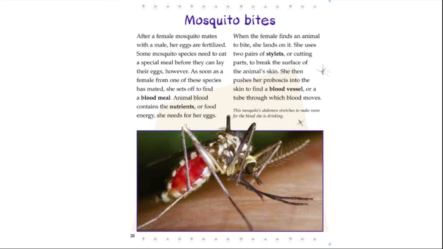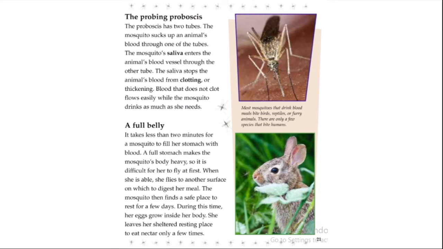When the female finds an animal to bite, she lands on it. She uses 2 pairs of stylets, or cutting parts, to break the surface of the animal's skin. She then pushes her proboscis into the skin to find a blood vessel, or a tube through which the blood moves. The probing proboscis. The proboscis has 2 tubes.